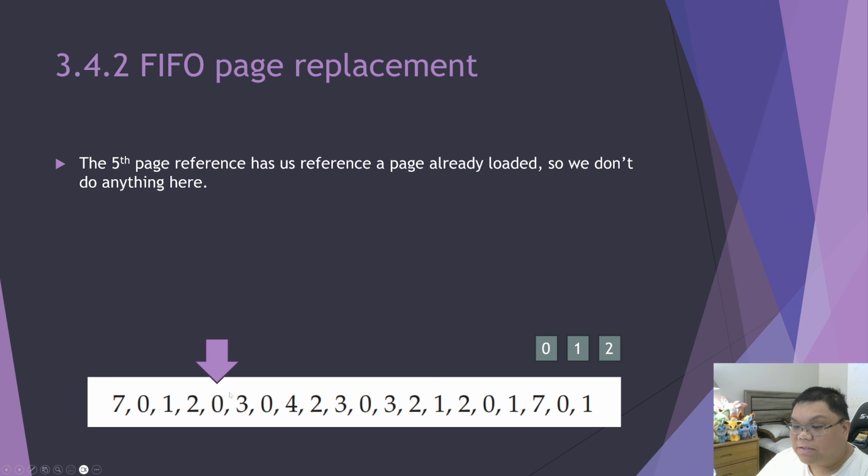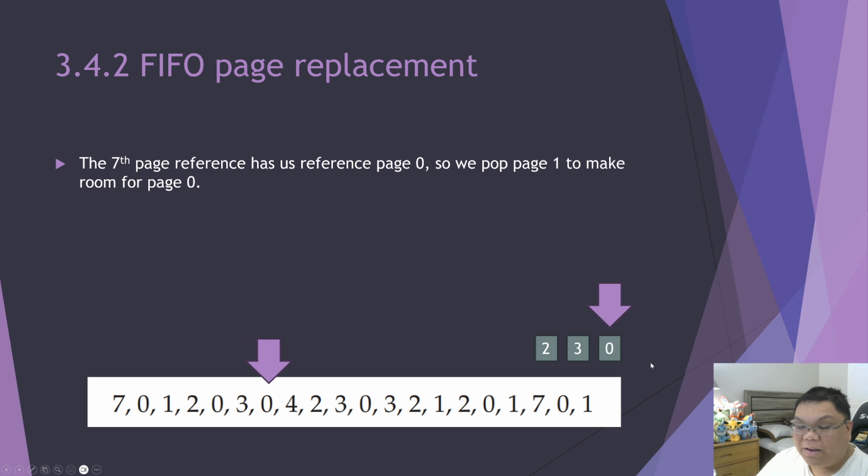Now we want to read page 0, but we already have page 0. Now we want to read page 3. We don't have page 3. We pop page 0 from the end, push page 3 at the beginning. Okay, but now we need page 0 again. So we have to pop that last page, which is page 1, and push page 0 at the beginning.